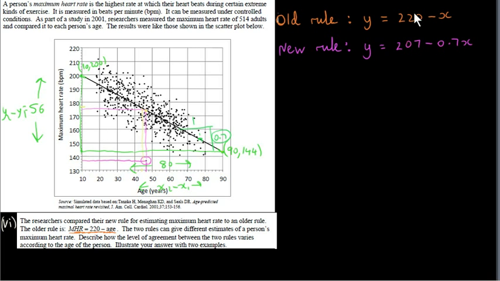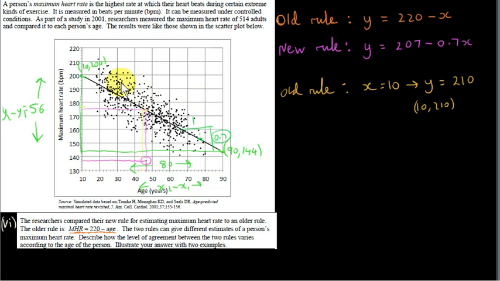So what we want to do is compare these two rules, and we're going to consider how they vary for the age of a person. So we're going to consider a young person and an old person as two extremes. So I'll just do the old rule in this color here. The old rule, say for a person aged 10. So if I plug 10 into this, I get 220 minus 10. That's 210. So we have the point 10, comma 210. So that's 1 point on our old rule.